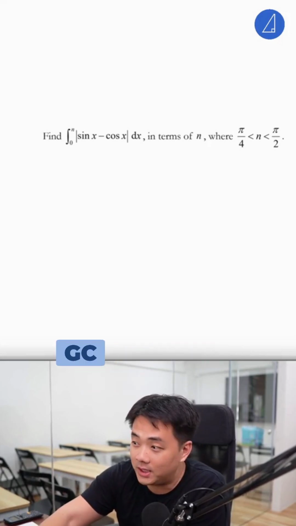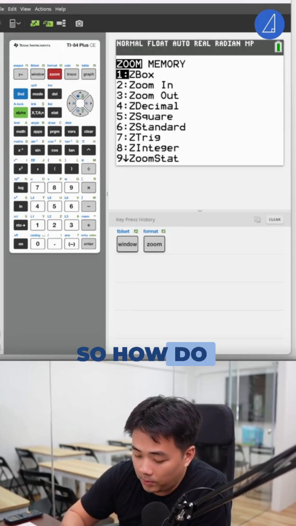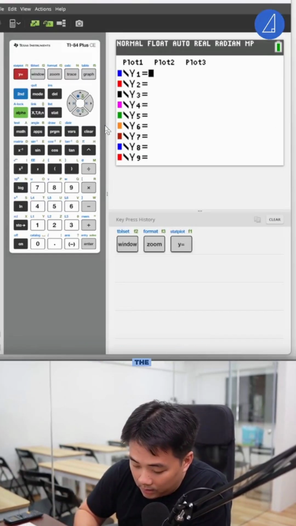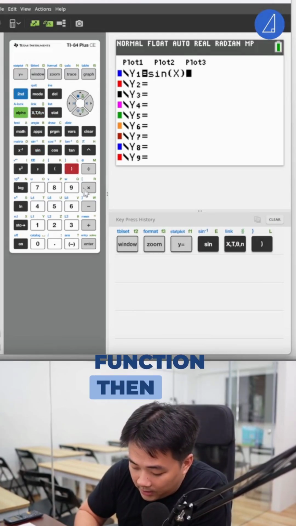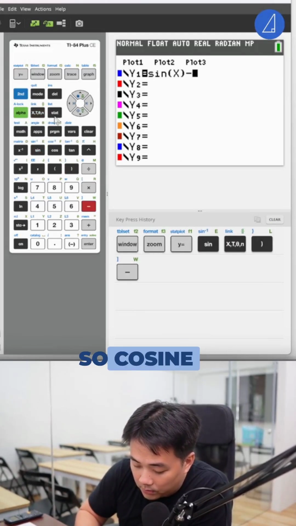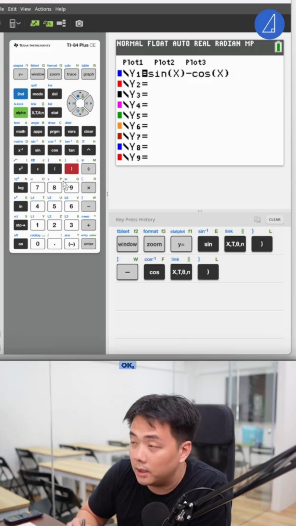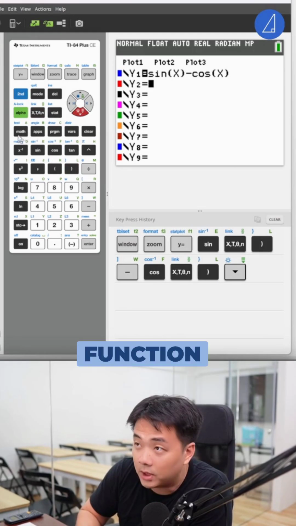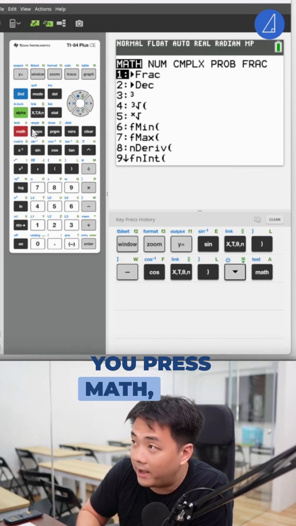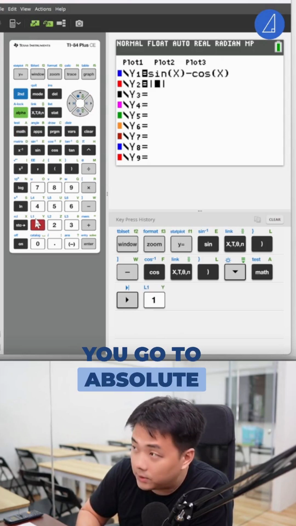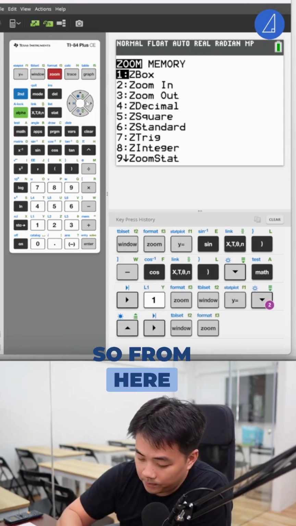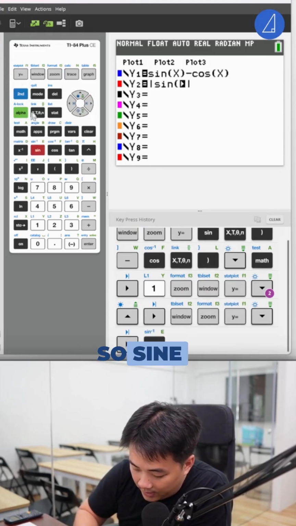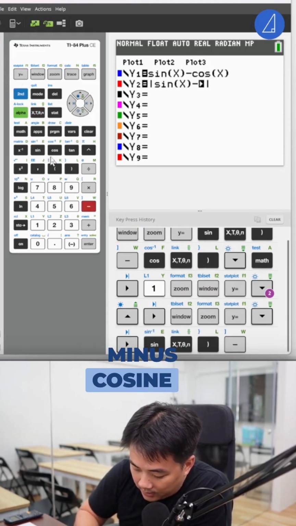Okay, so just bring out a GC and plot it in the calculator. How do you plot it in? Usually I would suggest students plot one without the modulus function, then the other one with the modulus function. So cosine x right here. Then the subsequent one, we're just going to call out the modulus. The modulus function can be found under math. You press math, then you go to number, you go to absolute value here. So from here, what we'll get is this: sine x minus cosine x.